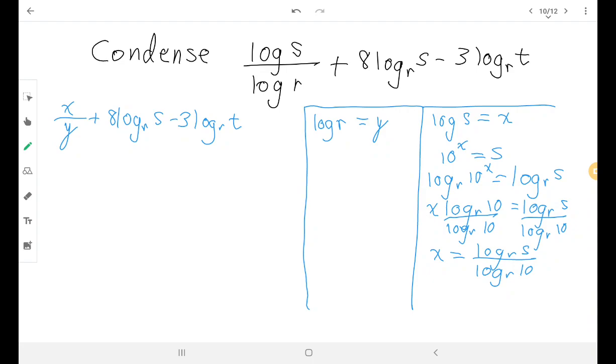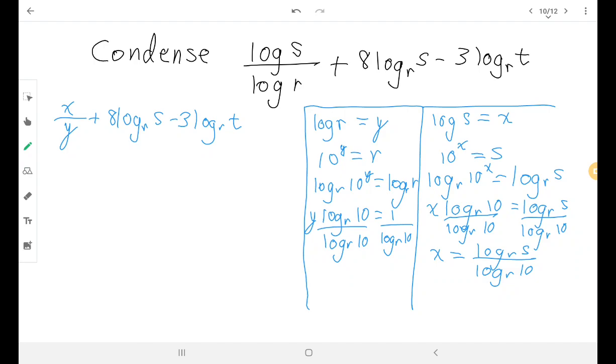And I'm going to do the same thing here. 10 to the y equals r, and then log base r of 10 to the y equals log base r of r. But log base r of r is going to be 1, right? So this is going to be y times log base r of 10 equals 1. Then I'll divide by log base r of 10 and divide by log base r of 10 and get that y equals 1 over log base r of 10, right?